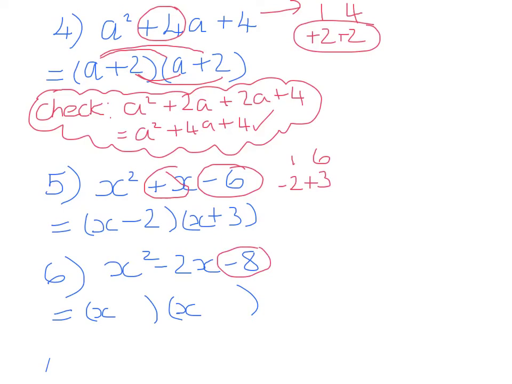I need to find numbers that multiply to give me negative 8, and they need to add to give me negative 2. For them to give me negative 8 when they multiply, one of them must be negative, one of them must be positive. And when they add, they need to give me negative 2. So it's going to be positive 2 times negative 4 gives me negative 8. Positive 2 take away 4 gives me minus 2. So I'm going to pop those in my brackets, and I have x plus 2, x minus 4.